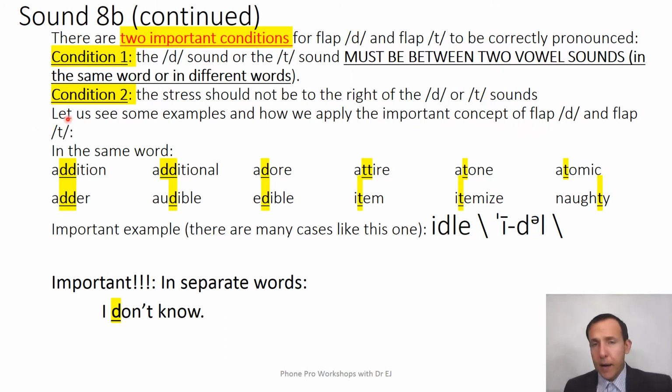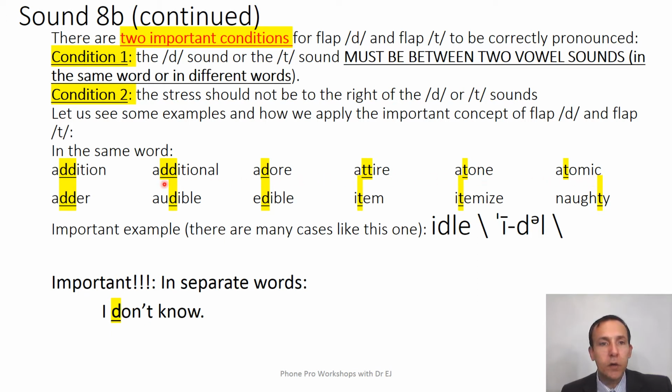Okay, before we go to the examples, I want to explain that you must have both conditions met if you are going to pronounce flap D or flap T. So let's see examples in the same word. First of all, here we go. Addition, additional, adore, attire, atone, atomic.